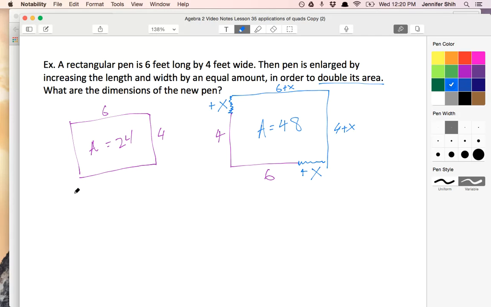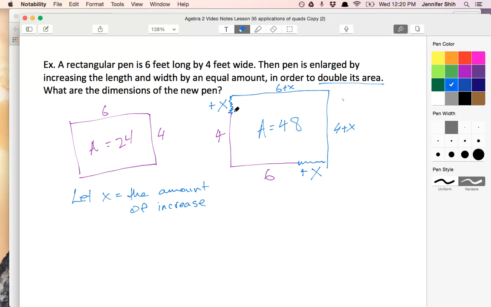That's right off the bat, but we should really say let x equal the amount of increase. If we let x equal the amount of increase, this means that we started out with 4, but we're going to add x, and then we started out with 6, but we're going to add x, so that we can get an area of 48.